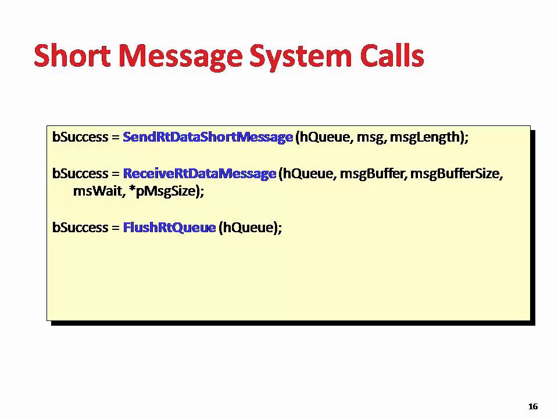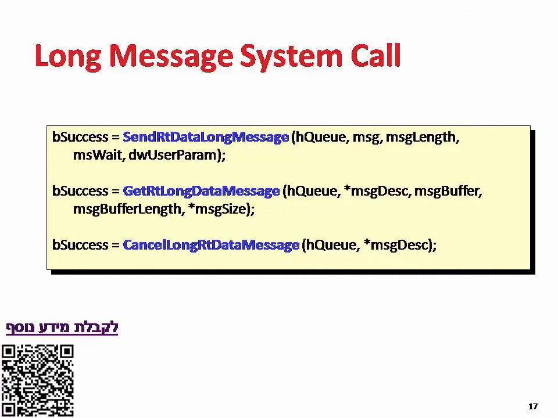Receive RT data message will return a short message if one is available. If the message received is a long message, B success is false and the thread needs to continue with system calls for long messages. Flush RT queue will discard all messages currently on the queue without receiving them.